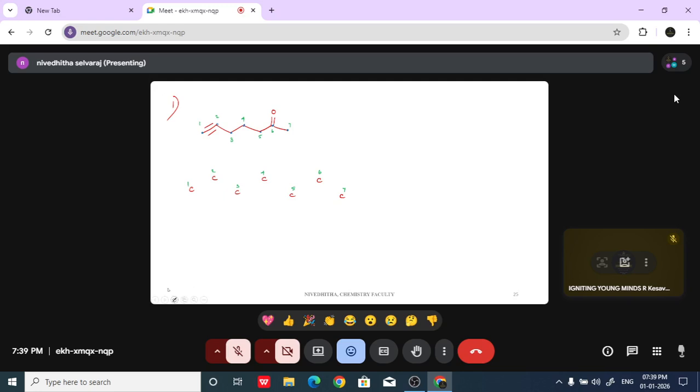There is a triple bond between the first and second carbon. There is a single bond between 2 and 3, a single bond between 3 and 4, between 4 and 5, between 5 and 6, and again a single bond between 6 and 7. And the sixth carbon is connected to the oxygen atom through a double bond.